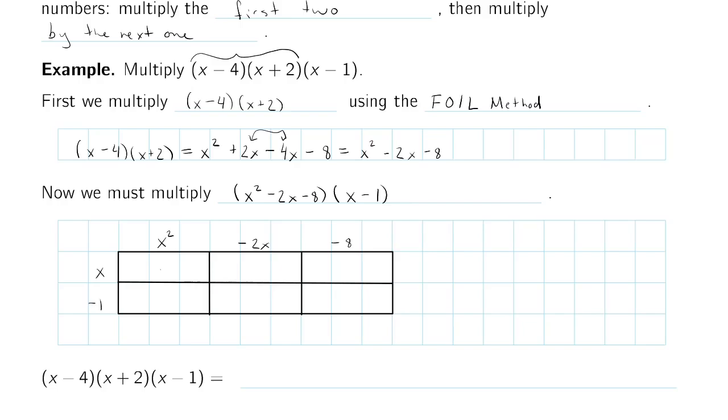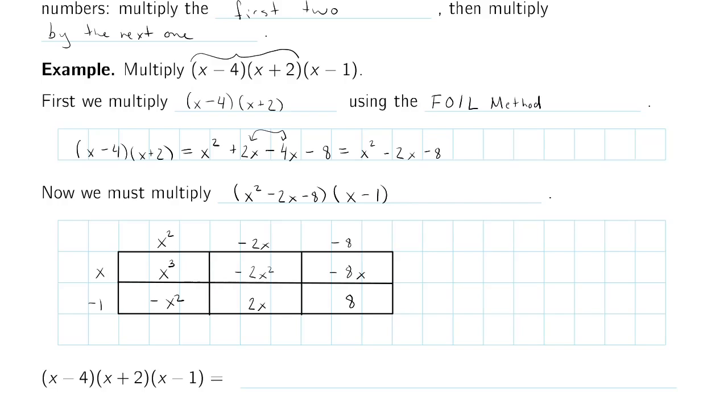So x squared times x is x to the third. Negative 2x times x is negative 2x squared. Negative 8 times x is negative 8x. X squared times negative 1 is negative x squared. Negative 2x times negative 1 is positive 2x. Negative 8 times negative 1 is positive 8.